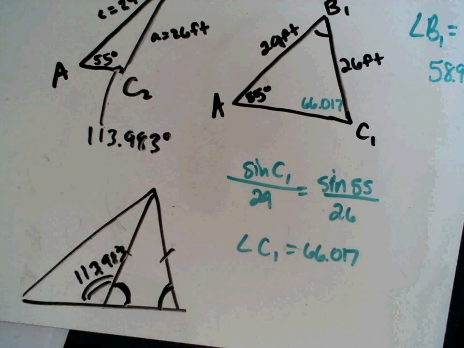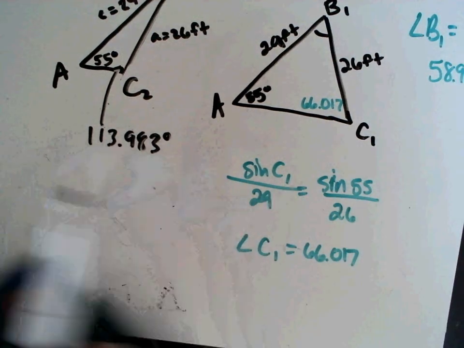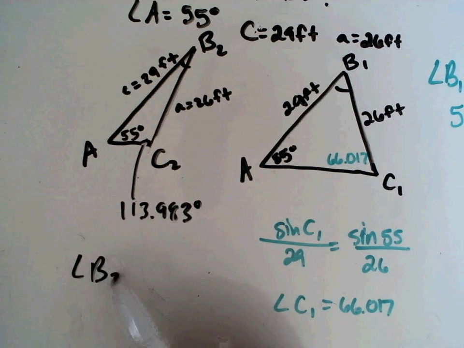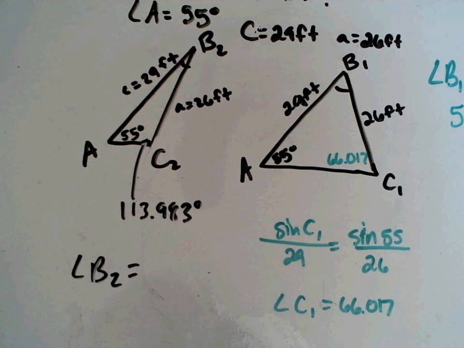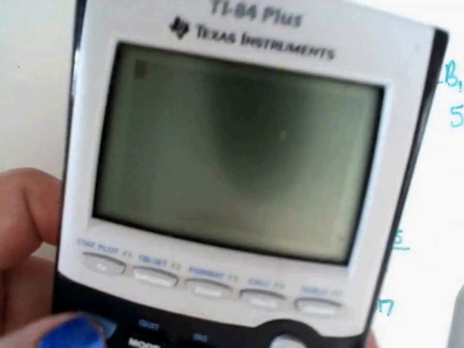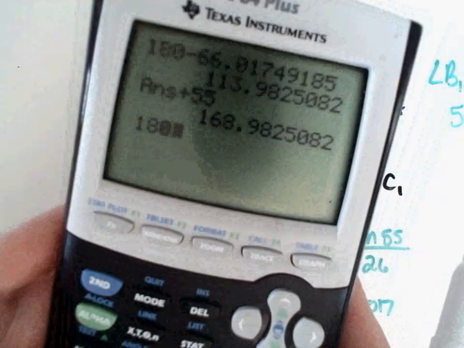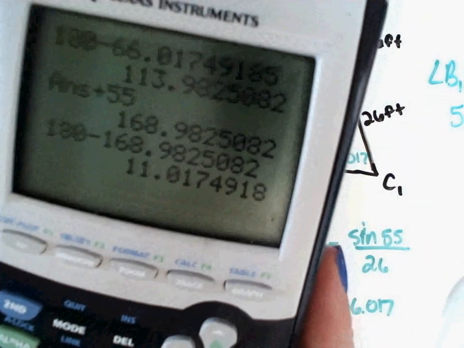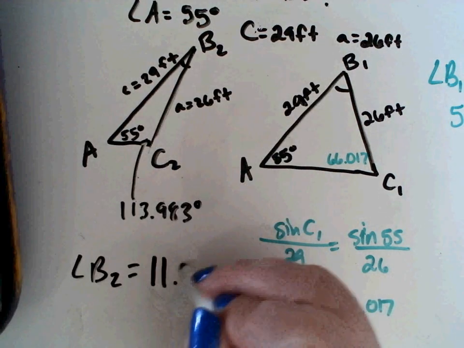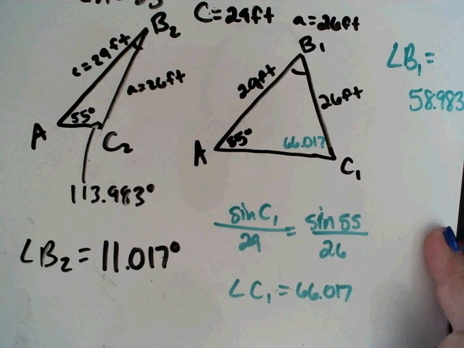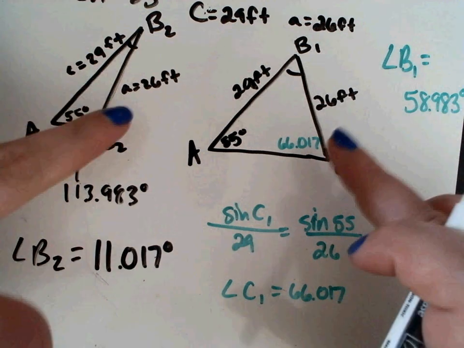That means angle C2 is 113.983. Okay. Well, once I have that, then all I have to do is do 180 minus those two, and I can solve for angle B2. So angle B2 equals that plus 55 and 180 minus that. And that would be 11.017. So as far as my answers go, you've got two. You've got 11.017 for one of the angles and 59.983 for the other angle. And there we go. Those two different angle B's.